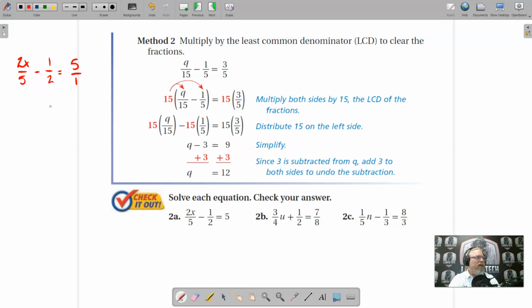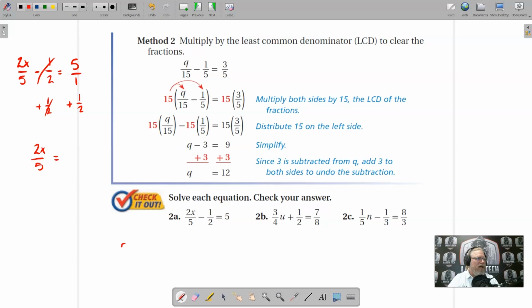So let's go ahead and deal with the negative 1/2. Let's go ahead and add 1/2 to it, right? So what we do to one side, we're going to do to the other. The 1/2s cancel each other out, leaving us with 2x over 5. And then the next thing we want to do is go ahead, equals, and then 5 over 1 plus 1/2.